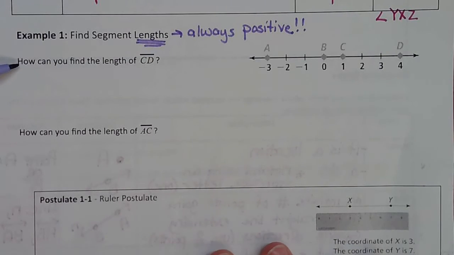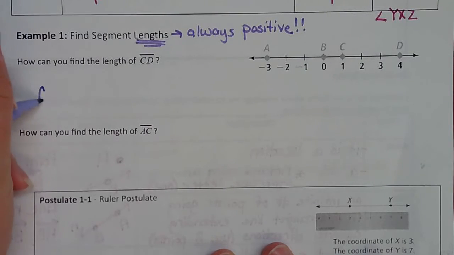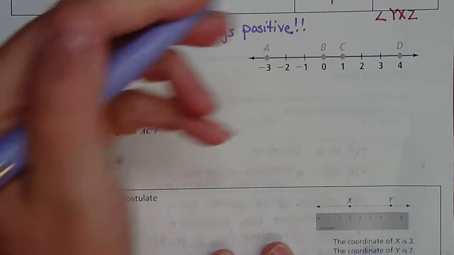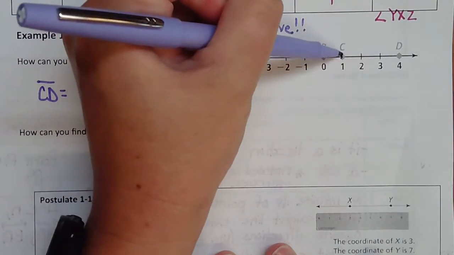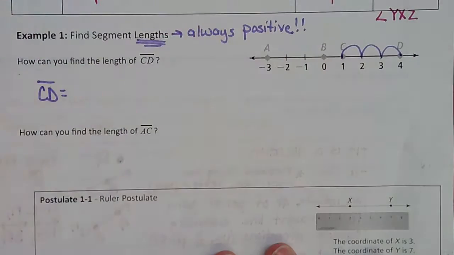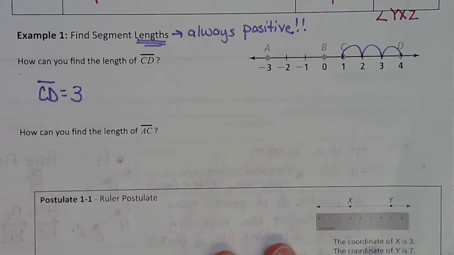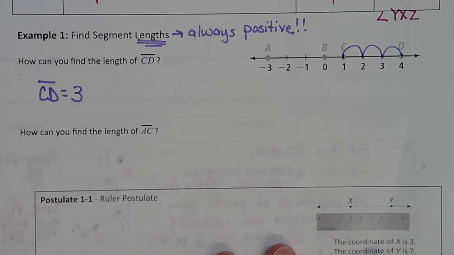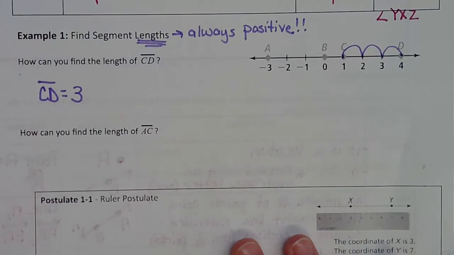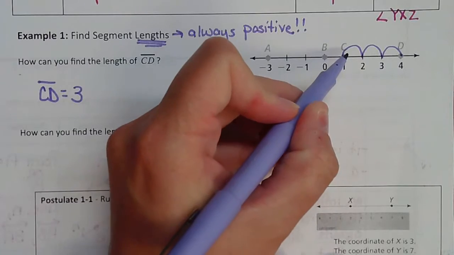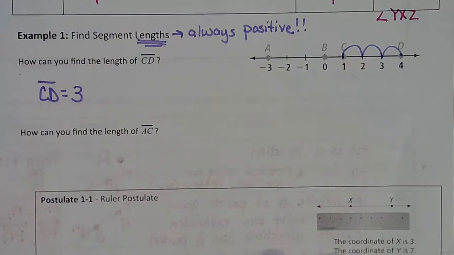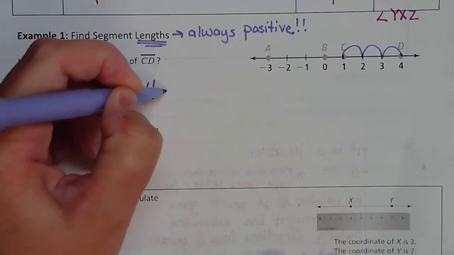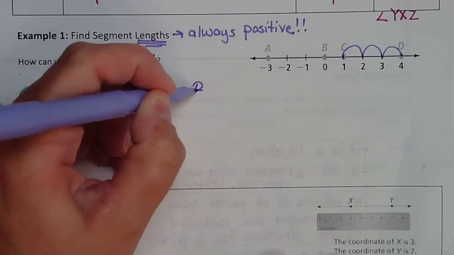So, for instance, it says here in example 1, how can you find the length of segment CD? So, segment CD means you're going to count from C to D. So, I go from 1 to 4. So, I go 1, 2, 3. The length of CD is 3. And that's it. Or if you think in your head, how do I go from 1 to 4? What's the distance from 1 to 4 on a number line? 4 minus 1 is 3. So that's another way to do it. 4 minus 1 equals 3, not 4.